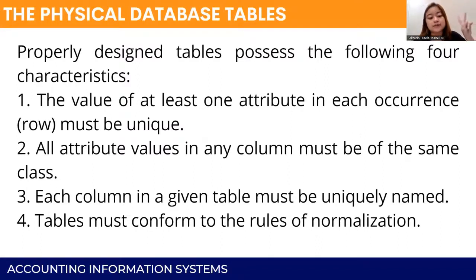Second is that all attributes in any column must be of the same class. Third, that each column in a given table must be uniquely named. However, different tables may contain columns with the same name. Fourth is that the table must conform to the rules of normalization, which means that they must be free from structural dependencies, including repeating groups, partial dependencies, and transitive dependencies.